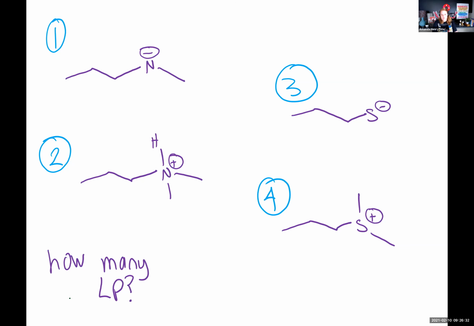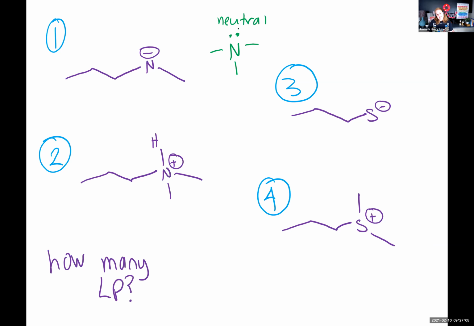So if we look at that first one, we have a nitrogen with a negative charge. What bonding pattern does nitrogen have when it's neutral? How many bonds does nitrogen normally like to have as a neutral atom? 3. Perfect. And how many lone pairs? Good, 1. Perfect. So there's our neutral nitrogen.